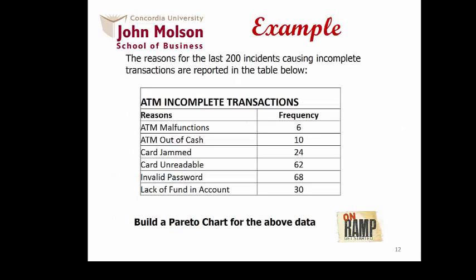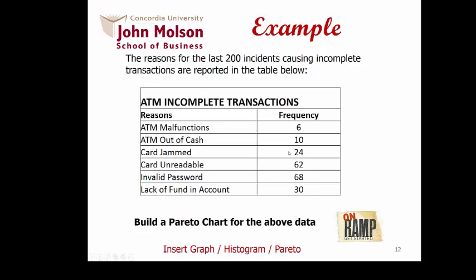Let's take an example. The reasons for the last 200 incidents causing incomplete transactions in the ATM machine are reported below. The reason could be ATM malfunction, ATM out of cash, card jammed, card unreadable, invalid password, or lack of funds in the account. So now we are asked to build a Pareto chart for the above data. Well, we'll have to go to Insert Graph, Histogram, and then Pareto. And we'll find the following.